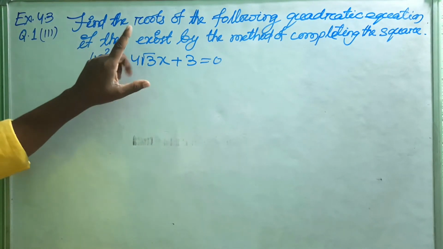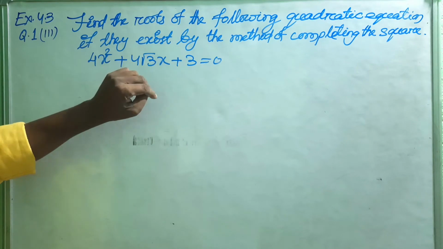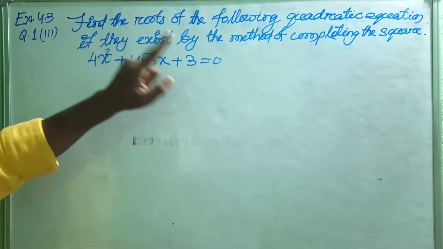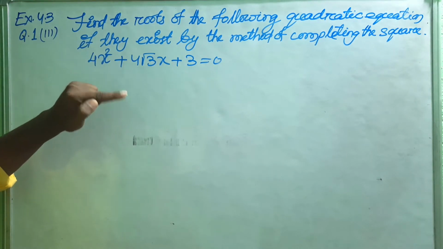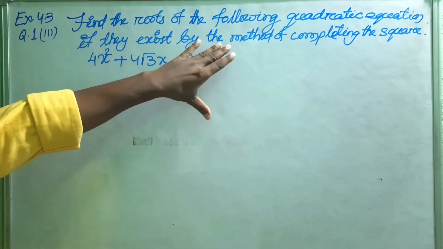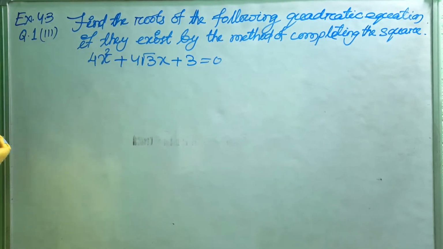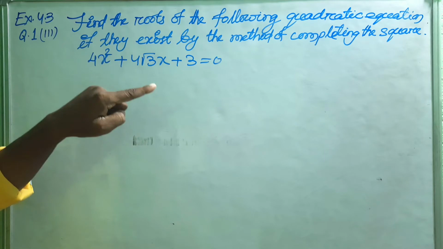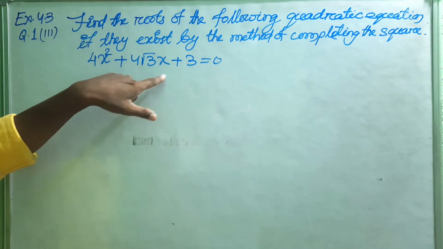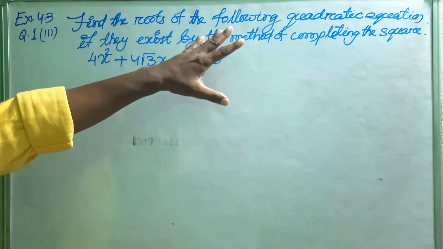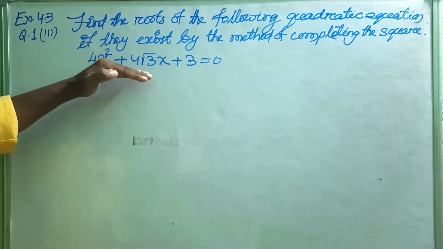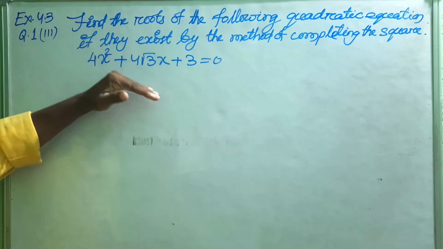That means this question consists of two parts. The first part is we have to check whether this quadratic equation has roots or not. If it does not have roots, then you do not have to find them. But if this quadratic equation has roots, then the second part says that you have to find the roots by the method of completing the square. So how will we check whether this quadratic equation has roots or not?